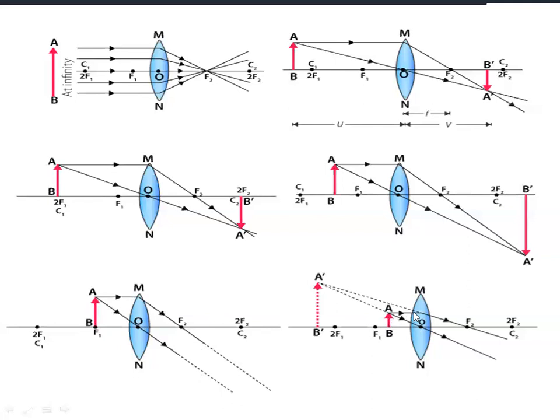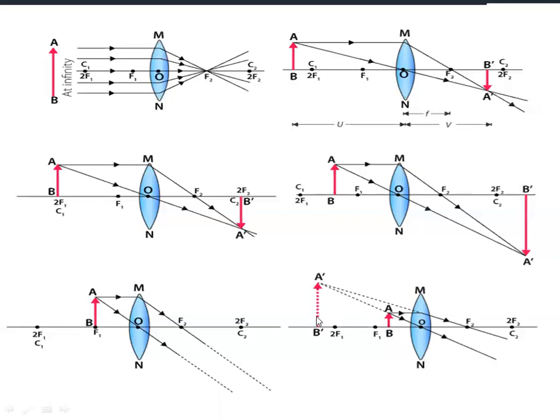One light ray goes parallel to the principal axis. After refraction, it goes through the second focus. The second ray goes through the optical center without any deviation. These two rays diverge without meeting, so we cannot capture the image at a particular point. So what we will do is extend the refracted rays backward. If you extend them backward, both meet at one particular point. Here the image is formed.